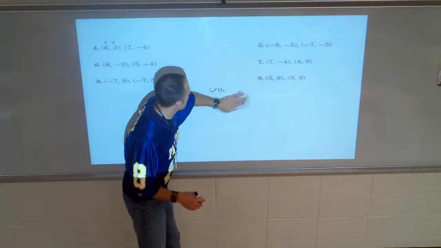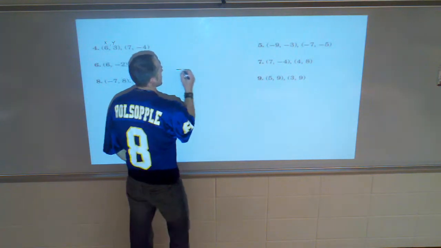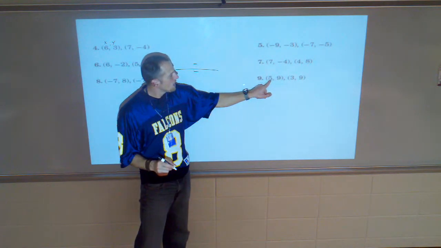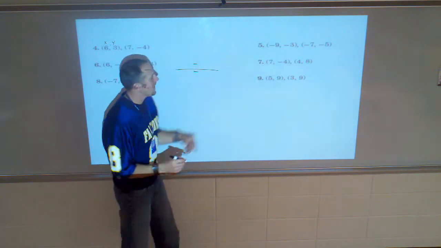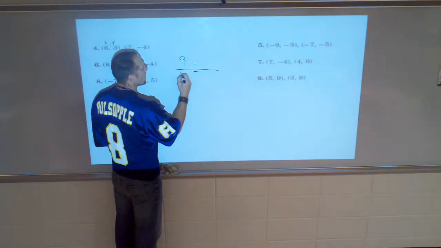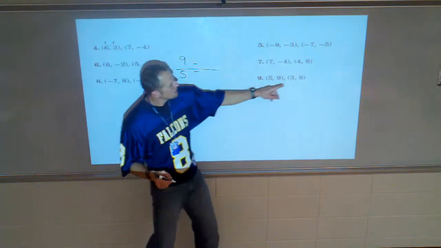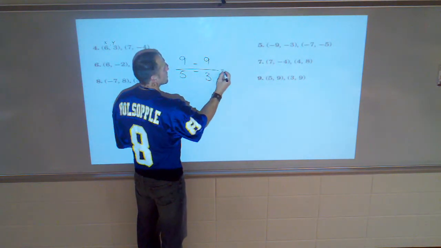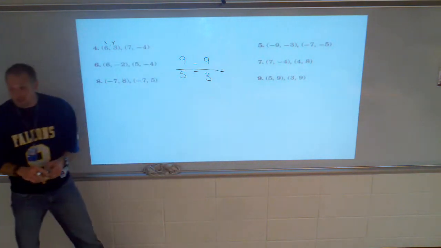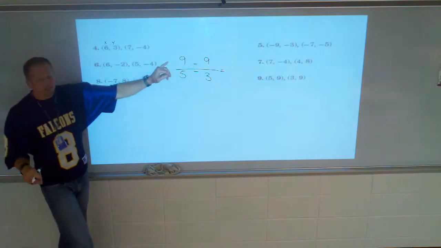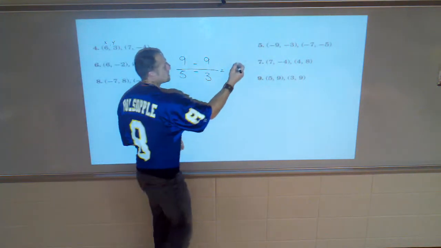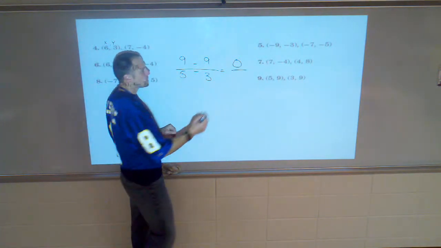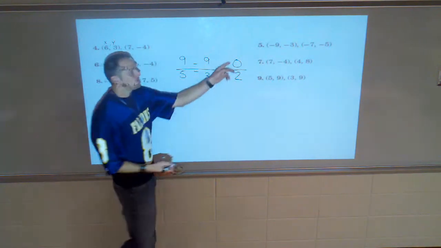Let's look at number 9. Once again, using the slope-o-matic. Y over x, 9 over 5, y over x, and y over x, 9 over 3. Pay attention to this problem too. Coley, what's 9 minus 9? 0. And Jocelyn, what's 5 minus 3? 2.